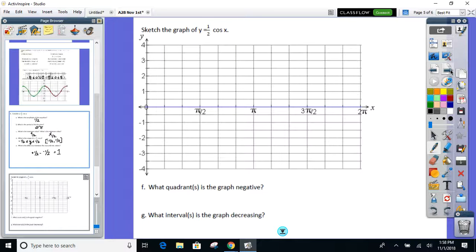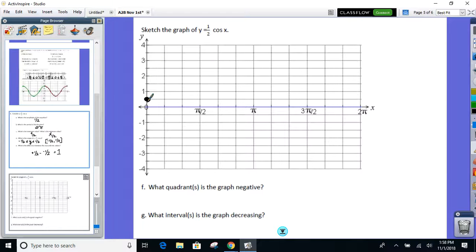Okay, ready? Think about it. Where's cosine start? I know we're new at this one. At the max. What's the max? So it'll start at 1/2. Then it goes to where? 0. So pi over 2, 0. Then it goes to its minimum, right? What's the minimum of this graph? -1/2. Back to 0. And it ends at the max.